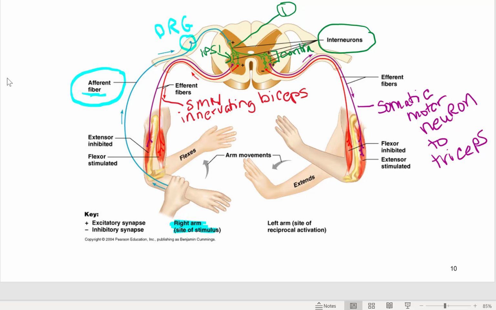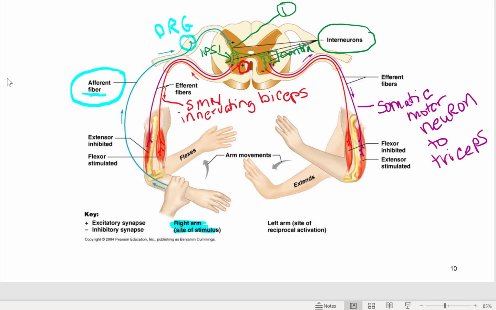Notice for the right arm, which is being hurt, which is being grabbed, we want the interneuron to release an excitatory neurotransmitter. Look up here. The somatic motor neuron innervating the biceps on the right side is being stimulated, reaching threshold. It would fire an action potential and stimulate the biceps muscle group. This would cause flexion of your forearm. You would withdraw from the hurtful stimulus.